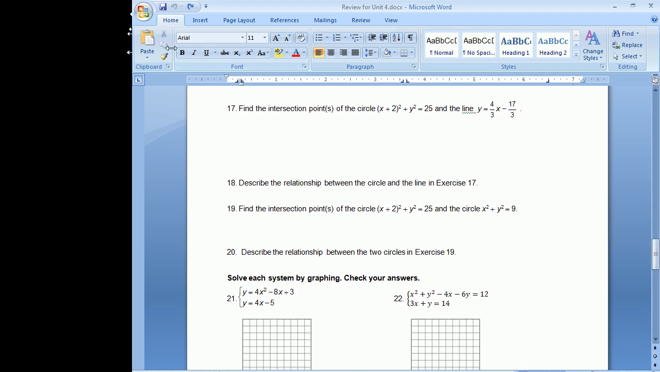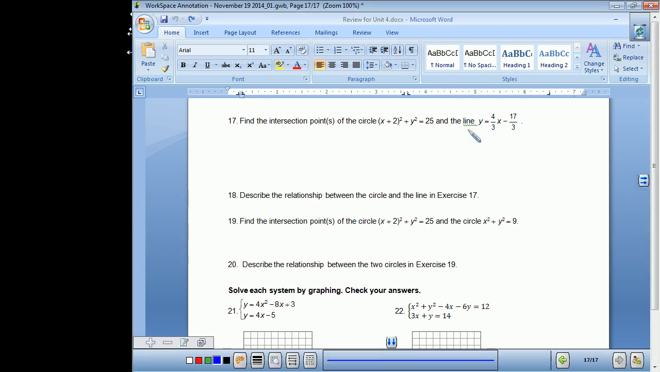16, the only way to do 16 is substitution. It's not hard, but I've discovered we struggle with fractions. I'm going to do this one fast.